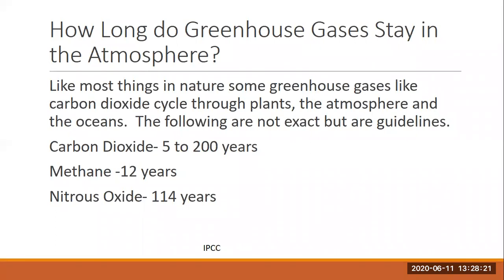The atmosphere has a way of interacting with these greenhouse gases, and they do slowly decompose and recycle over the course of time. For carbon dioxide, that could be anywhere from a few years up to several hundred years. For methane, not quite as long, about 12 years. For nitrous oxide, a little over 100 years.